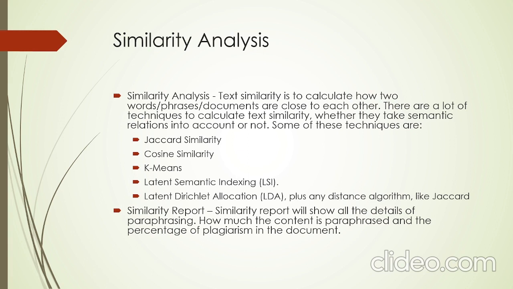algorithm like Jaccard. So similarity analysis is just when we take two pieces of text and we calculate the distance between them. Like if two words are very similar, they mean the very same thing, the distance will be very less. And if the two words are very different and they mean totally different things, their distance will be very apart. Here, if two words are totally different words with same meaning, we have to use semantic relations.